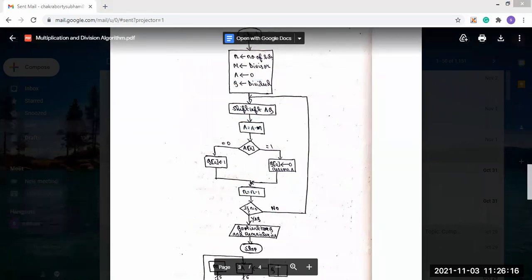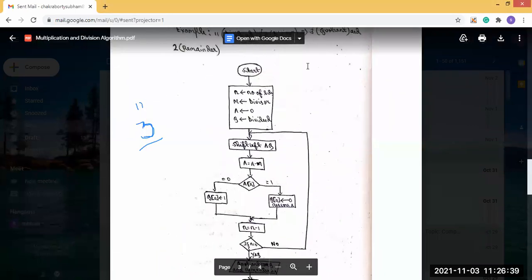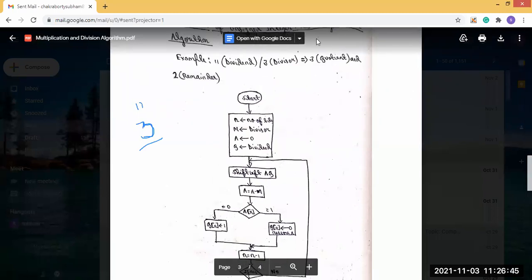The example which we have taken is 11 and 3. Now to represent 3, we have to check the divisor. So our divisor is 3. To represent the divisor, how many bits do we need? This is unsigned.